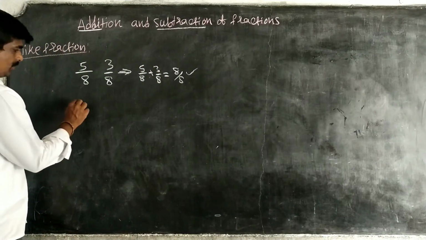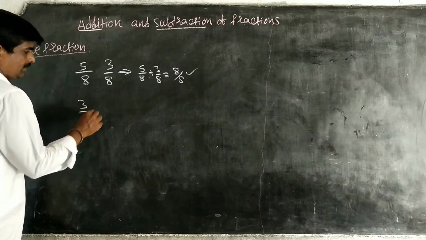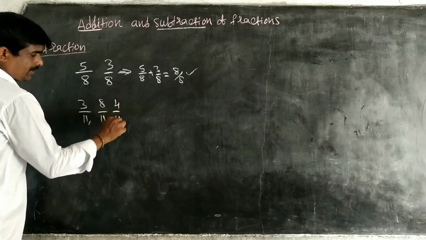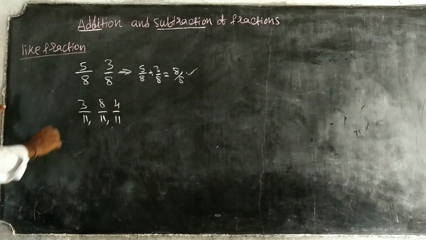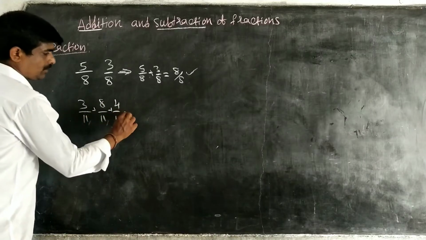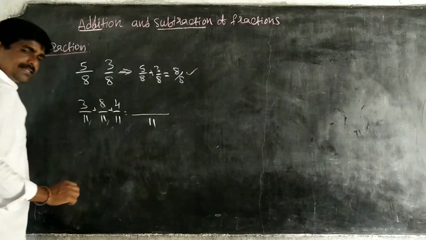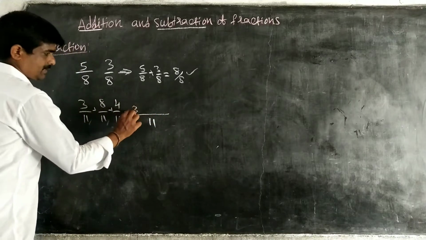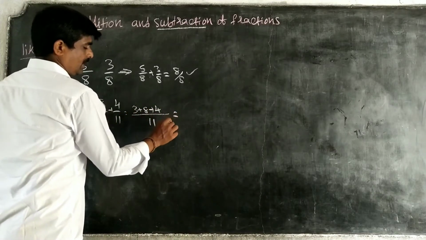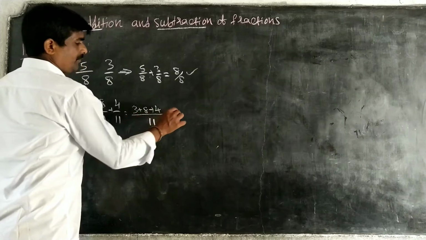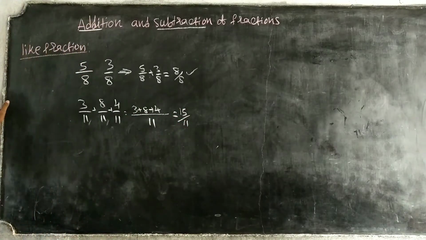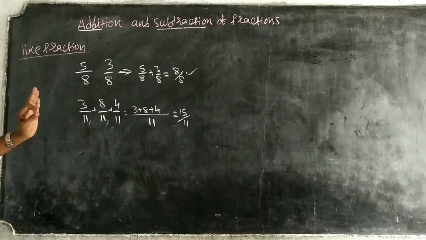Take another example: 3 by 11, 8 by 11, 4 by 11. We are adding, so first I have to do the addition. So what do I have to do? Write the denominator as it is, and simply add the numerators: 3 plus 8 plus 4. That is equal to 15 by 11. This is addition of like fractions.